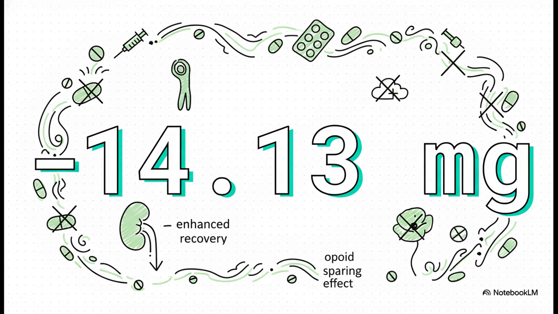And here's the bottom line, the take-home number. On average, patients who received a TAP block required over 14 milligrams less morphine in the first 24 hours. Now, that is not just a statistically significant number, that is a clinically massive difference. That's the difference between a patient who is comfortable, awake, and participating in their recovery, and one who might be overly sedated, nauseous, and in pain.